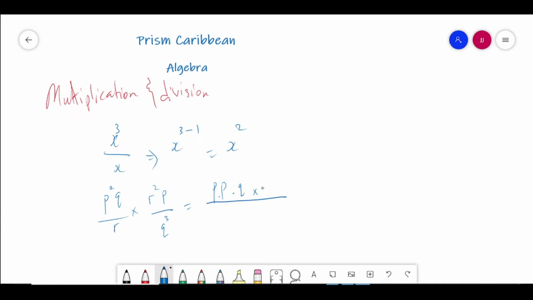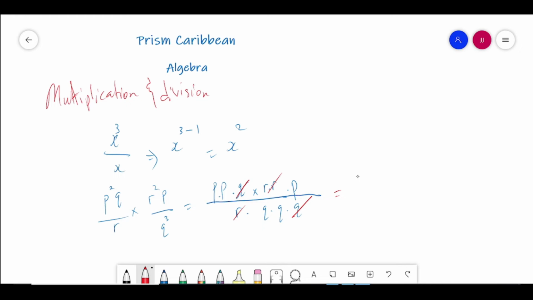And we multiply this by r squared, which will be r times r, and we know we have a p. And of course, we will have an r times 3 q's, and just like we knew before, we can simplify. So we have 1 q there, 1 q. We have an r, and then we are left with 3 p's, an r, and 2 q's. And we know at this point we can't simplify any further.